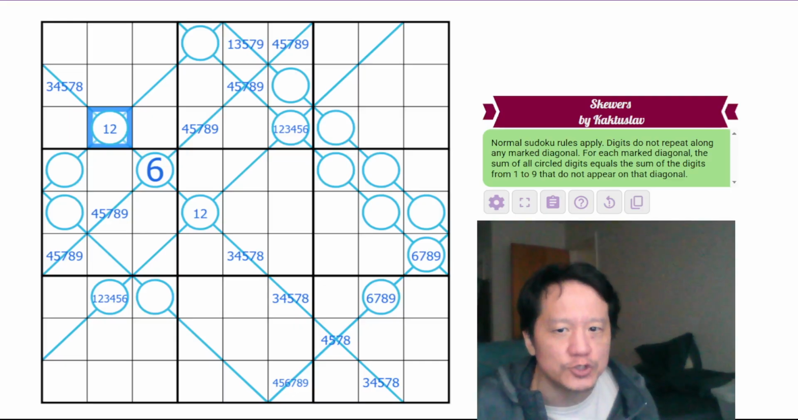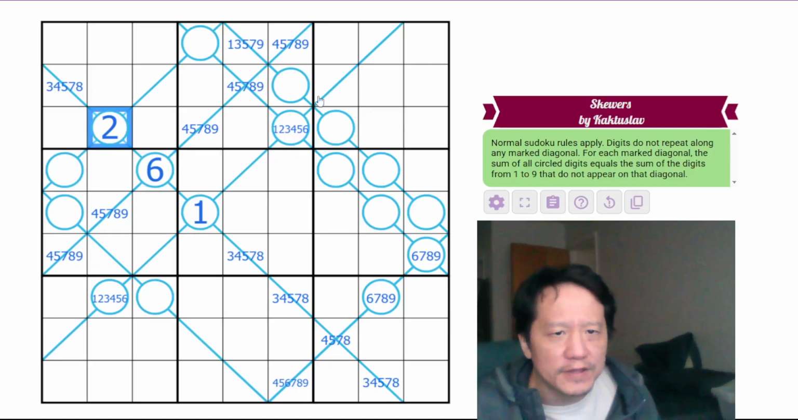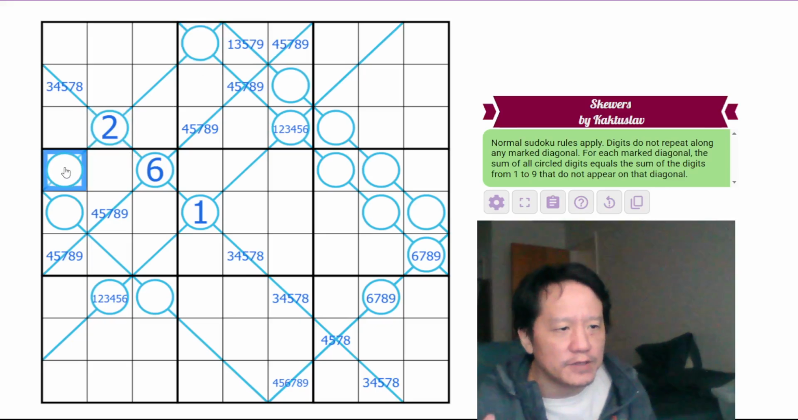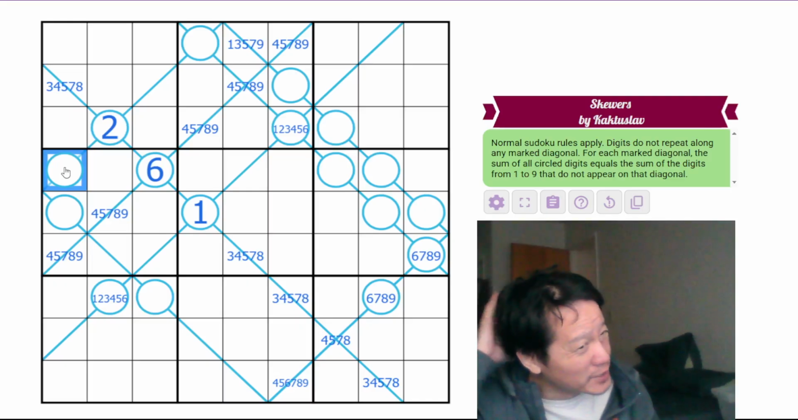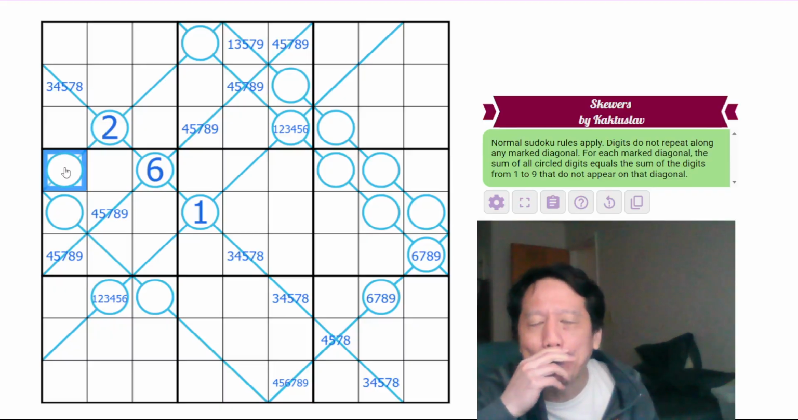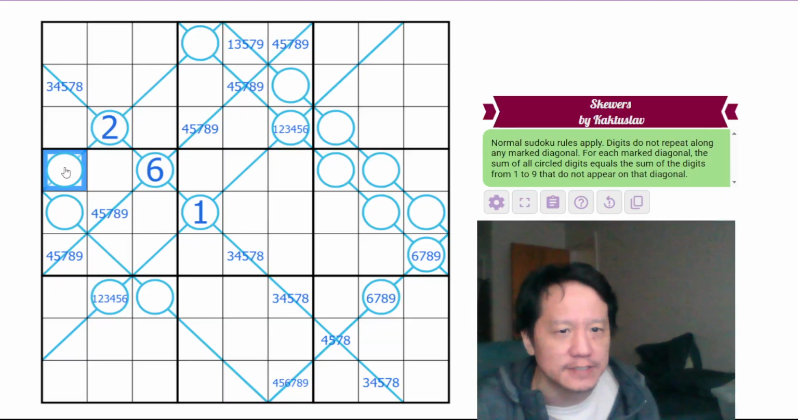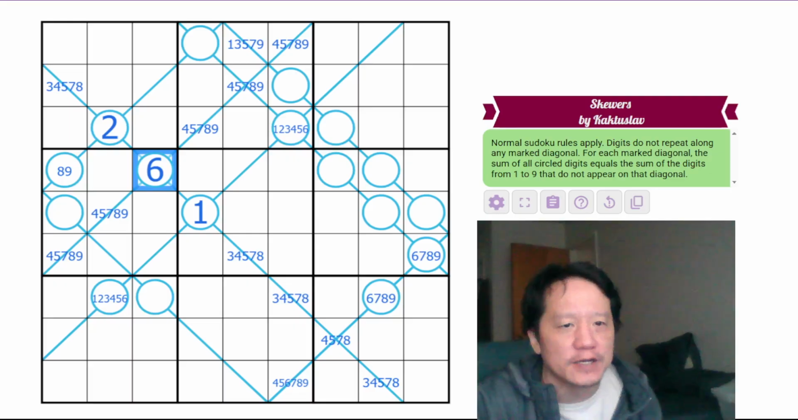So this must be 2 here. So this is 2, which makes this 1. And I think this has to be 2, 8, and 9 to be in the circles. And the digits not on the line would have to be 1 through 6, I believe. Yeah, 1, 3, 4, 5, 6, which adds up to 19, which is exactly what 2, 8, and 9, which is the maximum for these 3 digits could be. So this is 2, 8, 9.